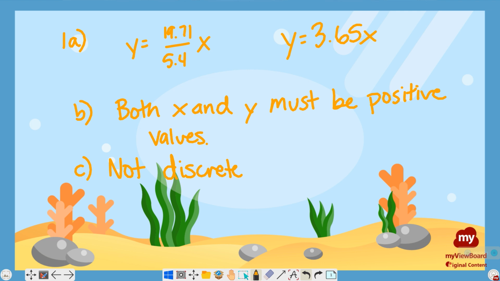Part D says, what number does the linear function assign to 20? If I put 20 into that equation, what value am I going to get out? So 3.65 times 20, and that will give you 73. That means for 20 gallons of gas, it is going to cost $73.